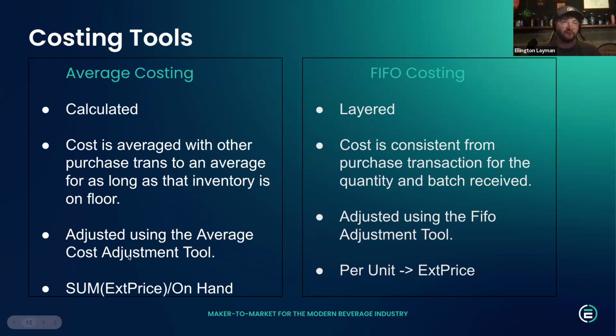That we could adjust using the average cost adjustment tool because it's average costing. And really, this is what it looks like, the sum of the extended price over the on-hand inventory.